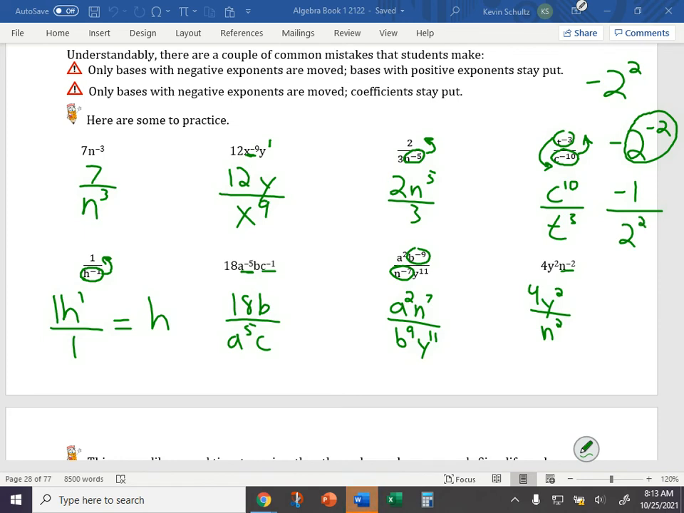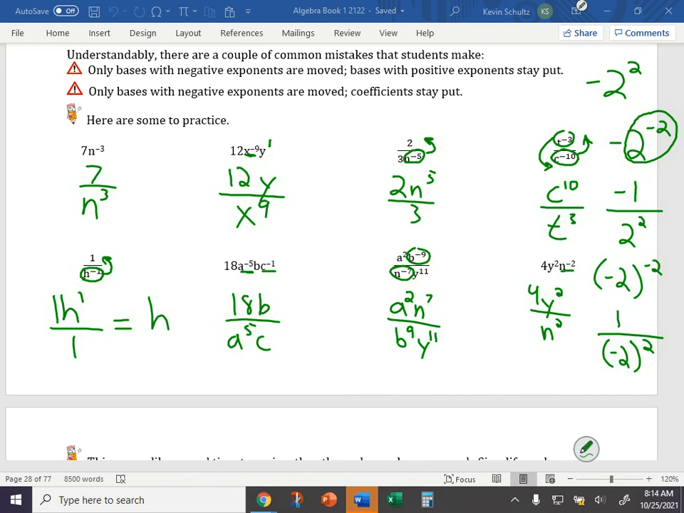If it had parentheses around it, like that, now the negative sign's part of the base. So in this case, this would be 1 over -2 to the positive second power. The negative sign would follow because it's part of the base, and we need these parentheses here to keep it part of the base. Okay? Great question. Good stuff. Anything else?